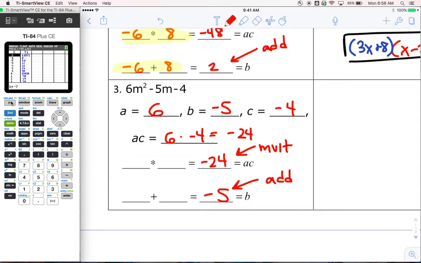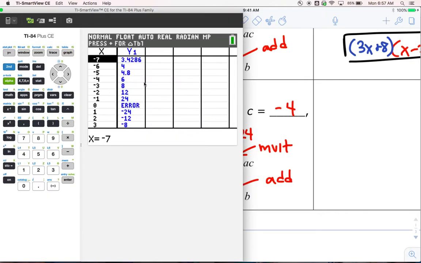Another reminder, if you want to find a list of factors, put in that product, negative 24, and just divide by x. Go to your table. All these numbers multiply to 24. All the x and y combinations multiply to negative 24. Which one adds up to negative 5? See, that one adds up to negative 2. This one adds up to positive 2. This one adds up to positive 5. I need a negative 5, so let's keep going.